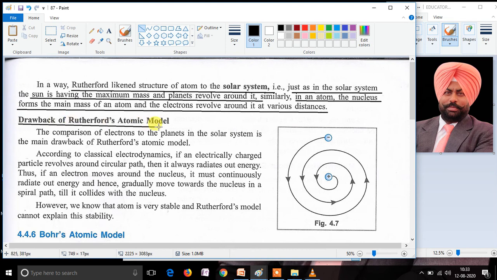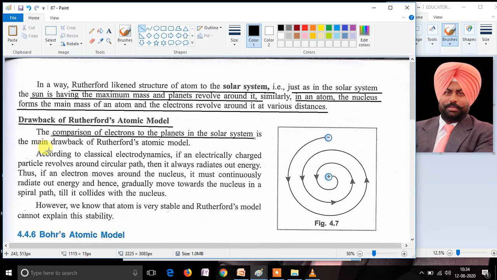But Rutherford's experiment had a drawback. His drawback was that he compared the electrons to the planets of the solar system. Because of this comparison, other scientists discarded his theory and experiment.